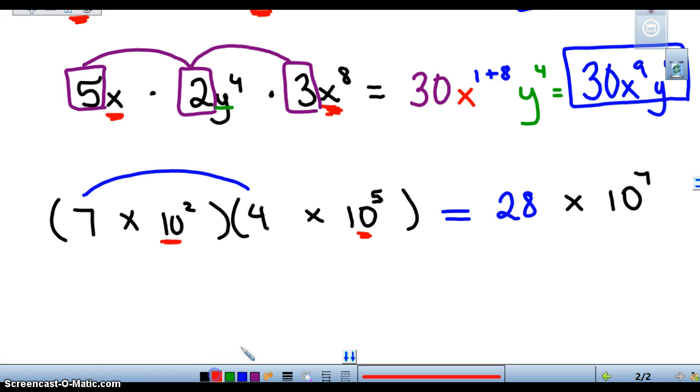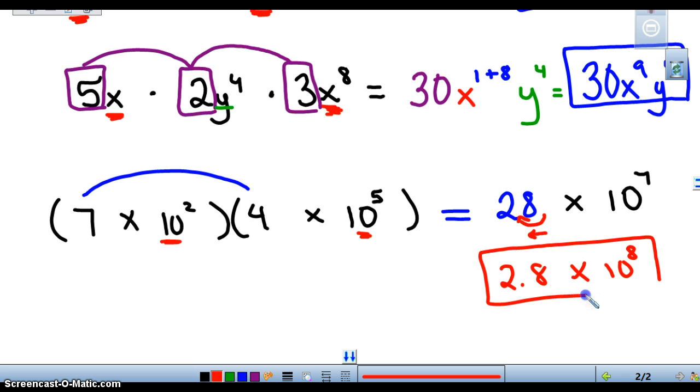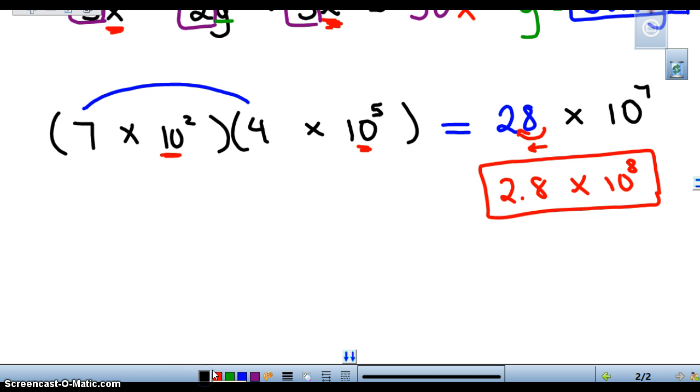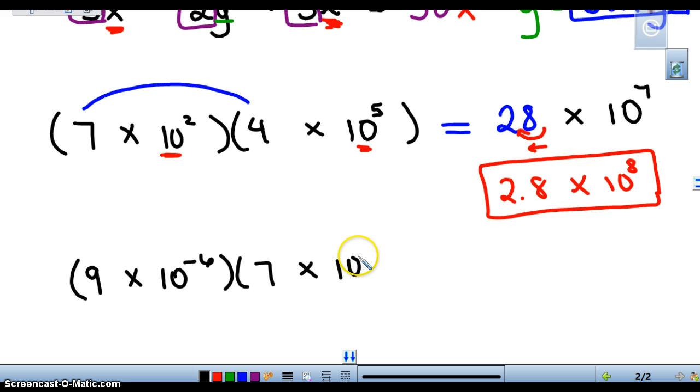So how would you change it, Lionel? Okay. Like here, right? So 2.8 times 10 to the 8. Let's say we have 9 times 10 to the negative 6th power. We have 7 times 10 to the negative 9th power.